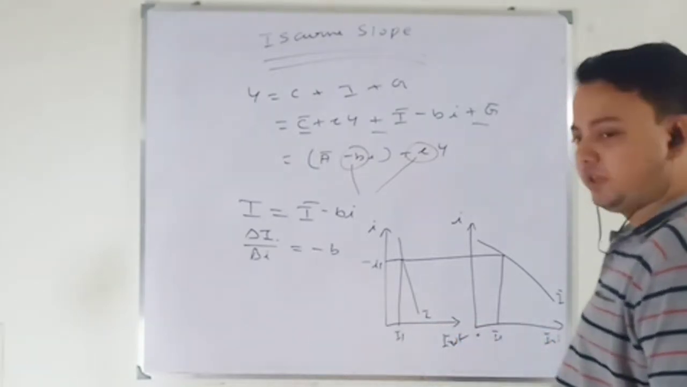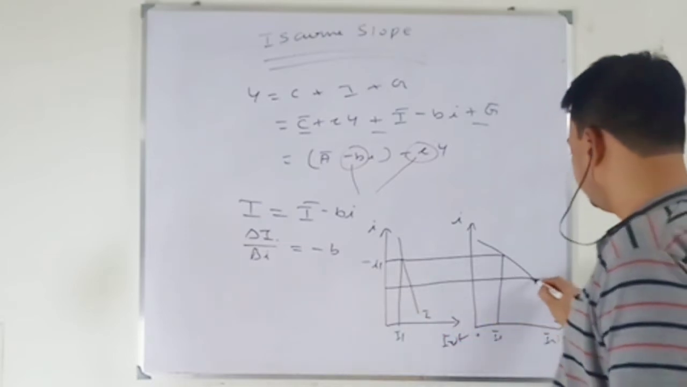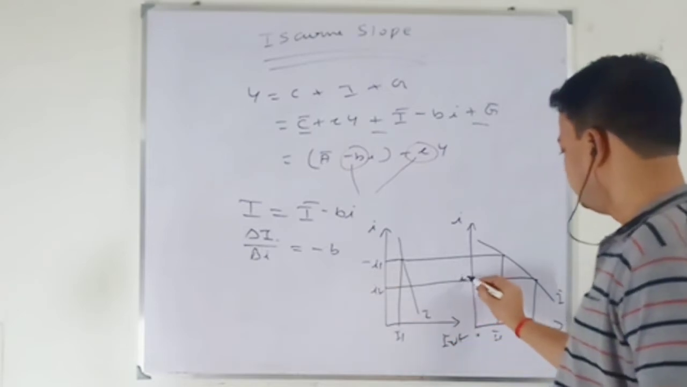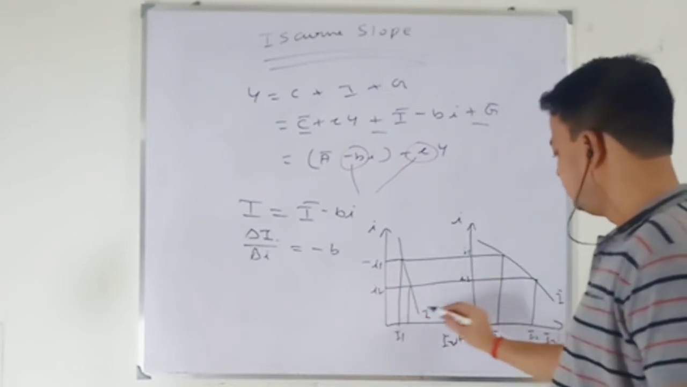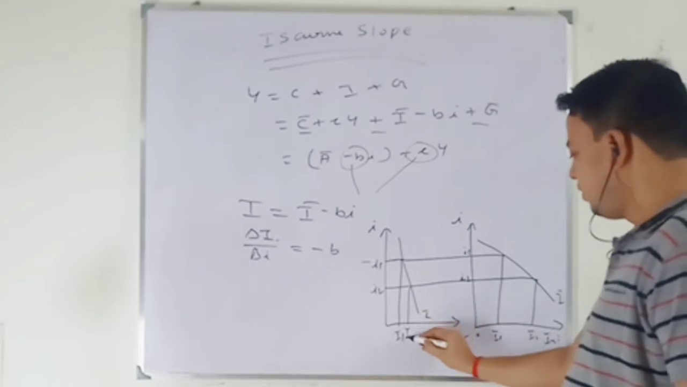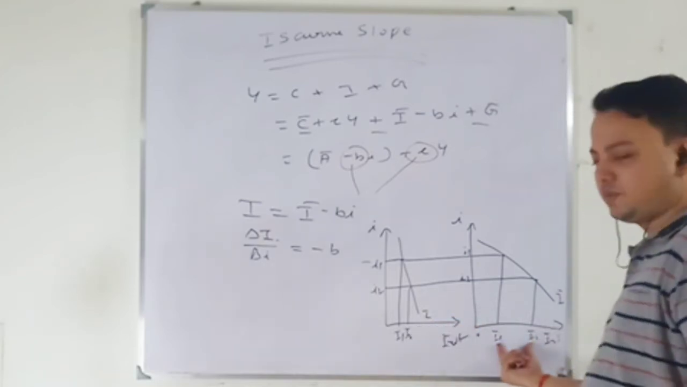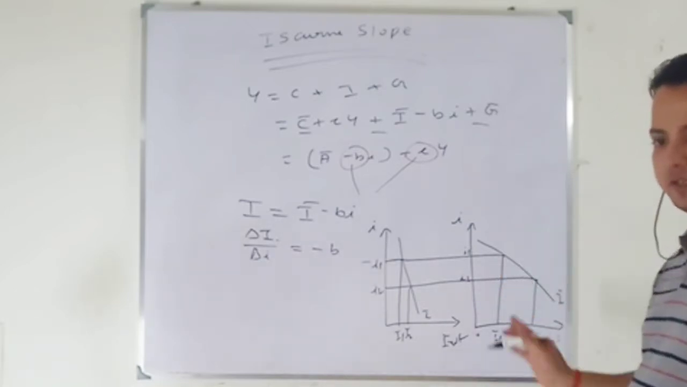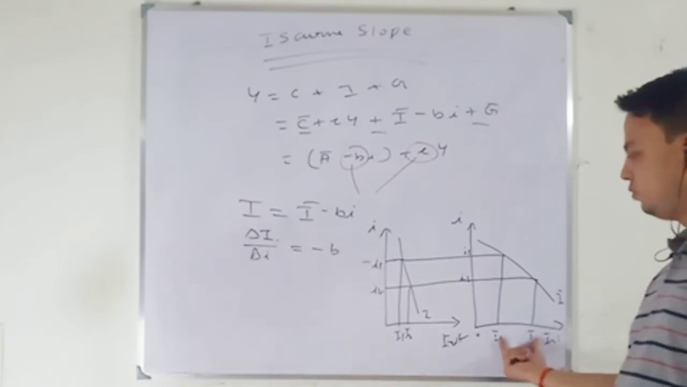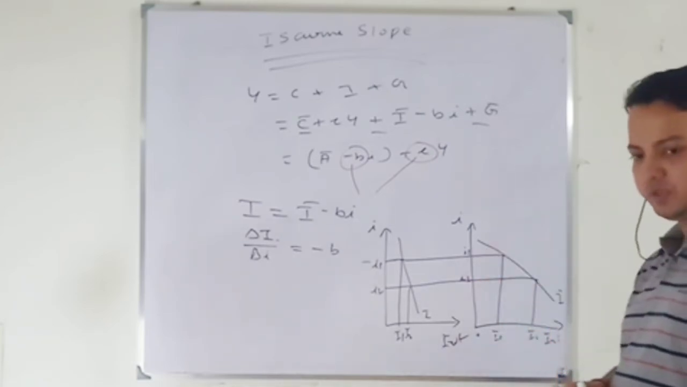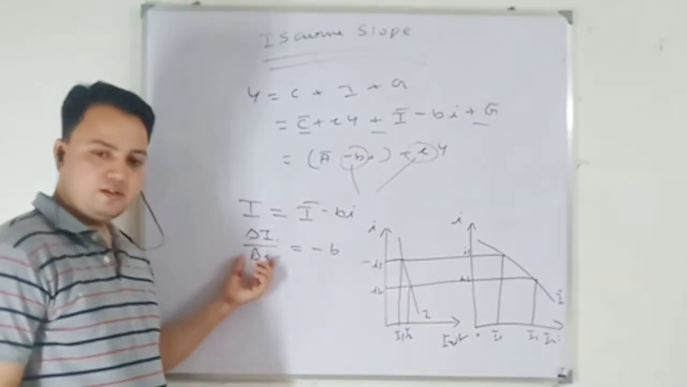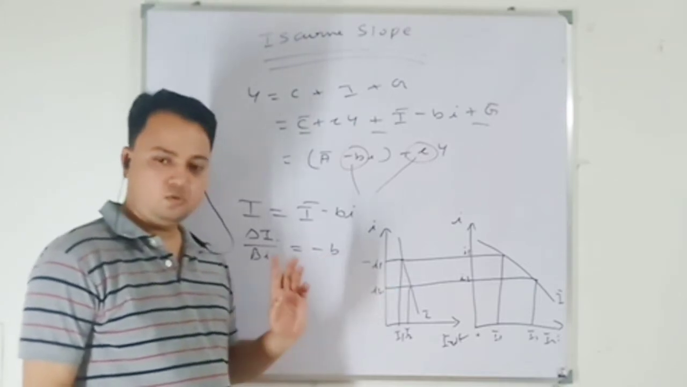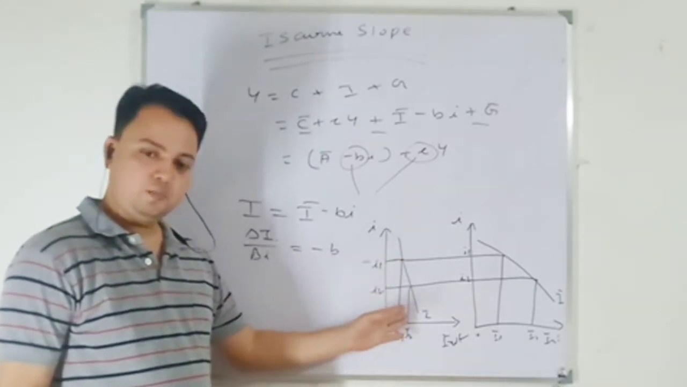Suppose the rate of interest falls to I2. Investment here increases from I1 to I2. In this graph also it increases from I1 to I2. But here responsiveness is more, right? You can see the change in investment is more for the same amount of change in rate of interest. For the given change in rate of interest, if the responsiveness in investment is low, then your investment schedule will be steeper.